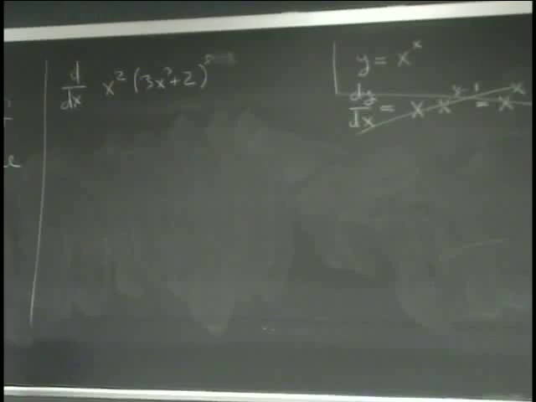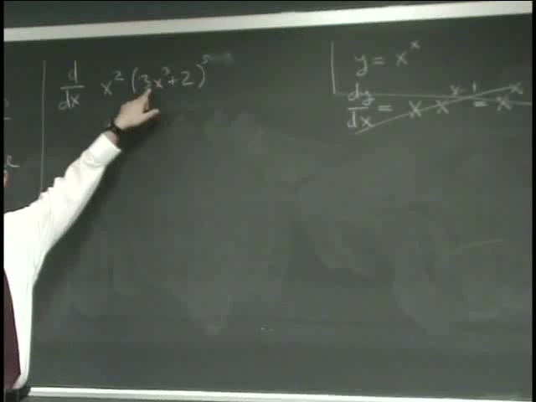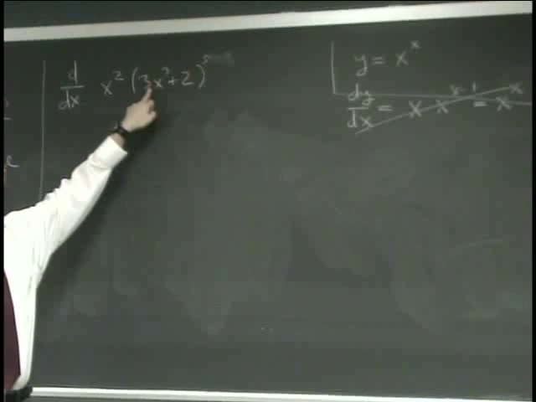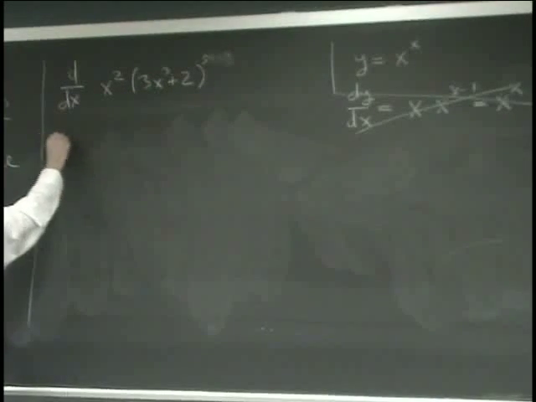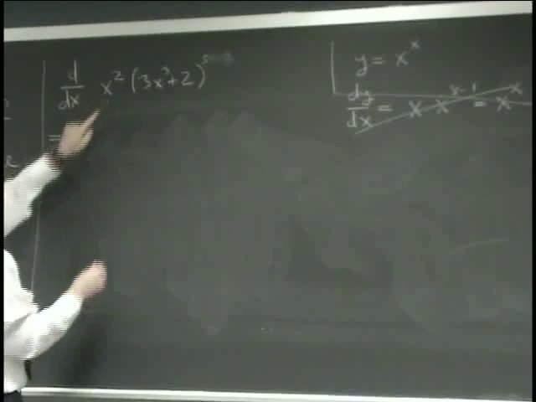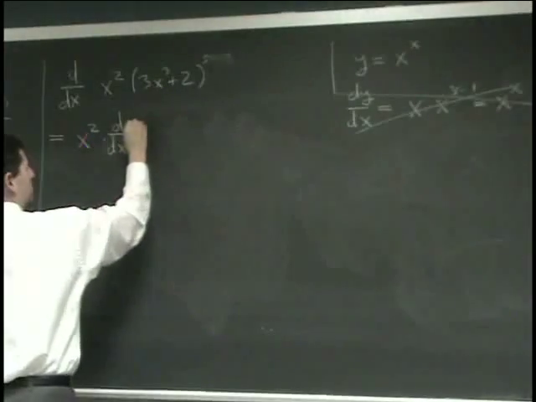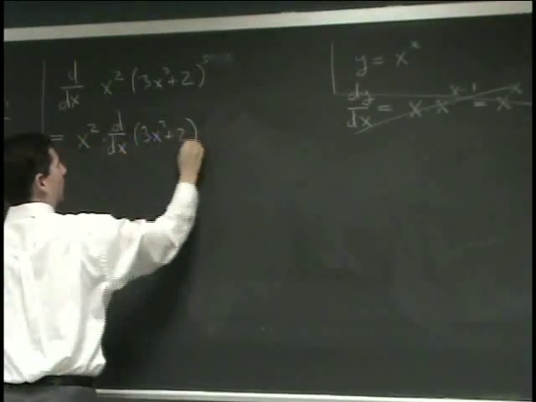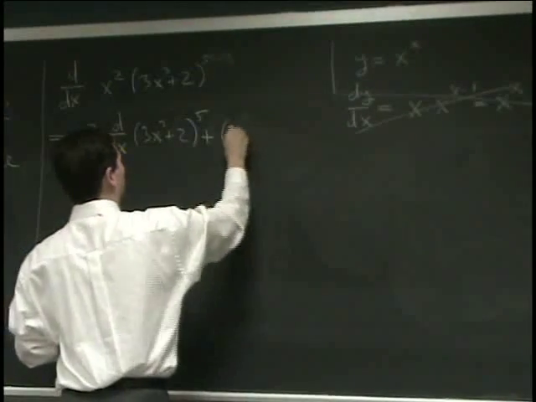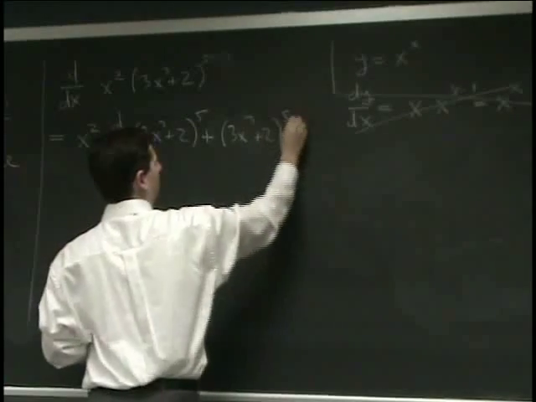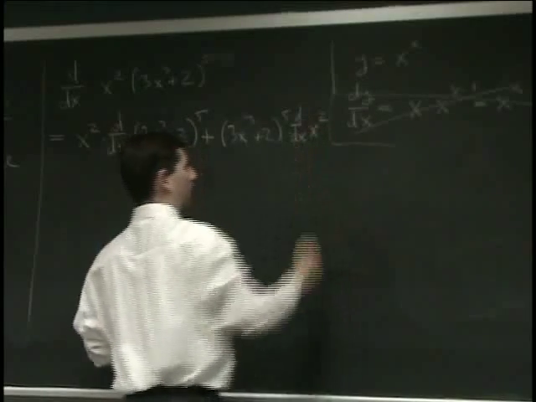So now what can we do? Well, we have two functions, and we've multiplied them together. So it's a product of functions. What rule do you think we have to use? The product rule. And what does that say? Well, it says that you can first just write down the first function times the derivative of the second function plus the second function times the derivative of the first function.